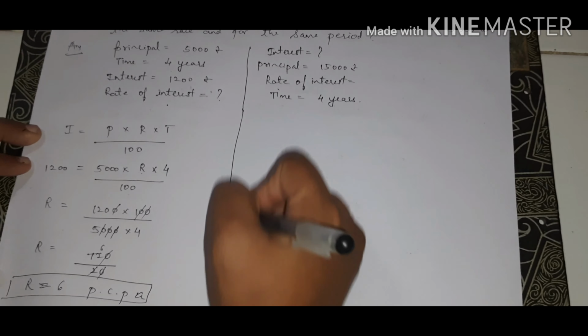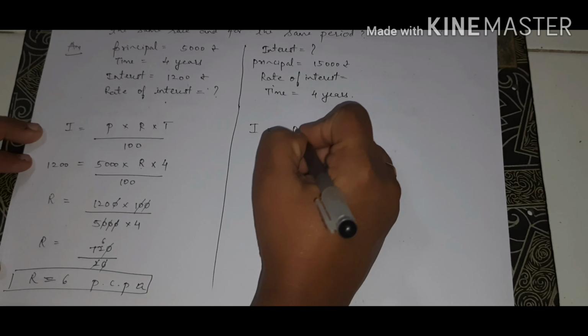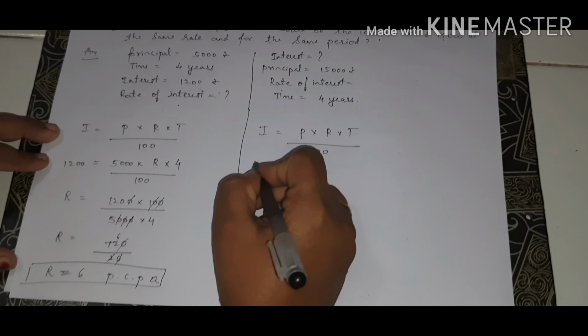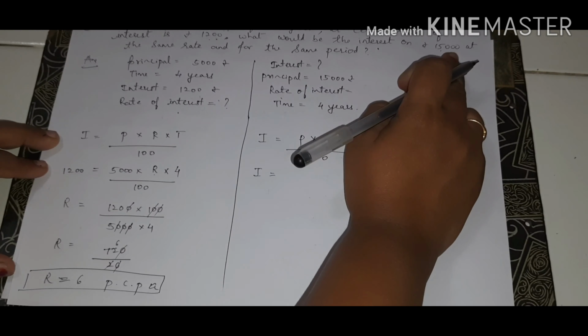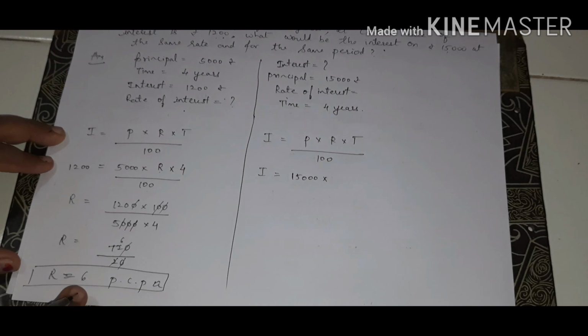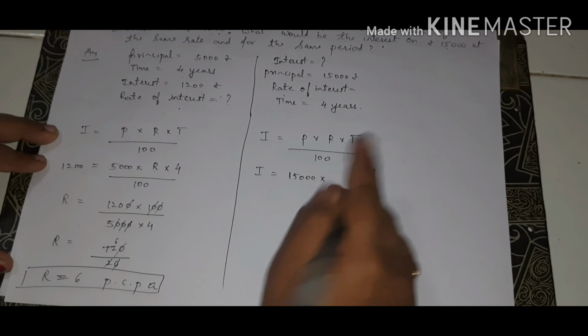Now on this side again we have to find the interest, so we'll use the formula of interest only. Interest is equal to P into R into T divided by 100. Interest we have to find out, so I'll keep interest as it is. P now is 15,000, so I'll write it over here, 15,000. The rate of interest I got from the first part, which I found, is 6. So here I'll put 6. And time is the same, they have told, so it was 4, divided by 100.